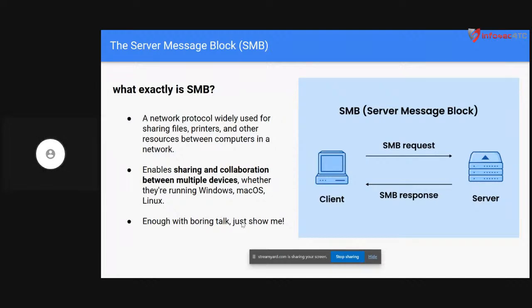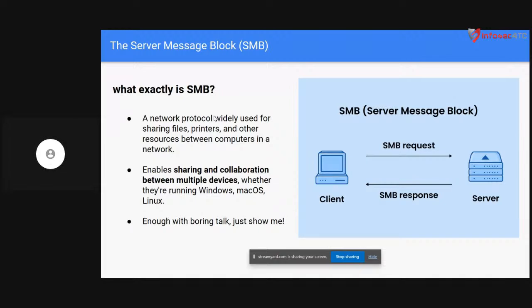So before we delve into the technical details, let's start with the basics. What exactly is the SMB? Well, SMB stands for Server Message Block. It's a network protocol that is widely used for sharing files, printers, and many other resources between computers in the network. You can think of this protocol as the language that computers use to communicate with each other on the network.